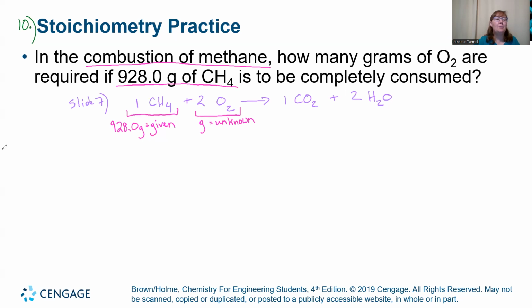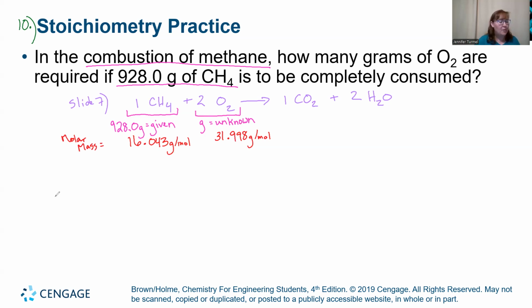Now, the next step here is to find your molar masses. Okay. So let's look at our molar masses, and we're going to put those in here. So the molar mass of CH4 is 16.043 grams per mole. And the molar mass of O2 is 31.998 grams per mole. Okay. And now we are ready to begin our stoichiometry.